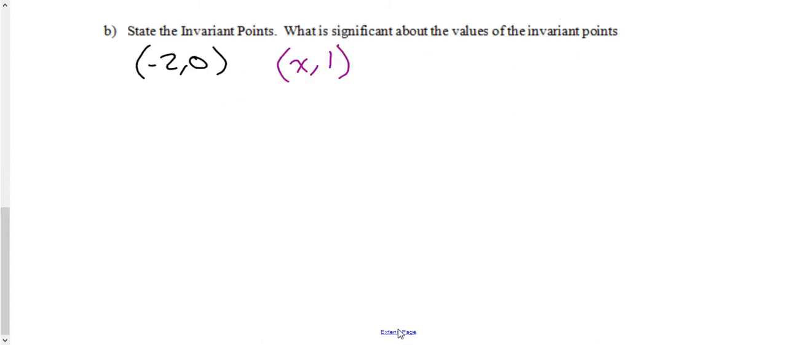To figure out this invariant point, we're going to substitute it into one of the two equations. I would opt to sub into the equation that has no radical symbol, so I would use the original y equals 3x plus 6. I'm going to sub in all my variables here. We know y is 1. That's going to be equal to 3x, and that's what we want to solve for, plus 6. Well, that's an equal sign, by the way.